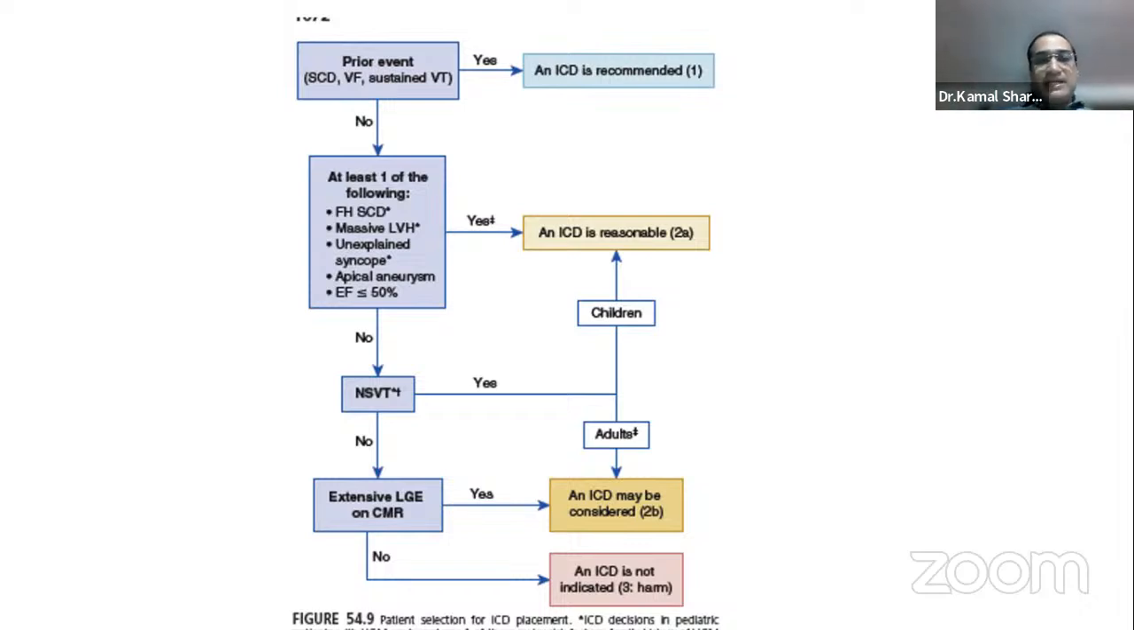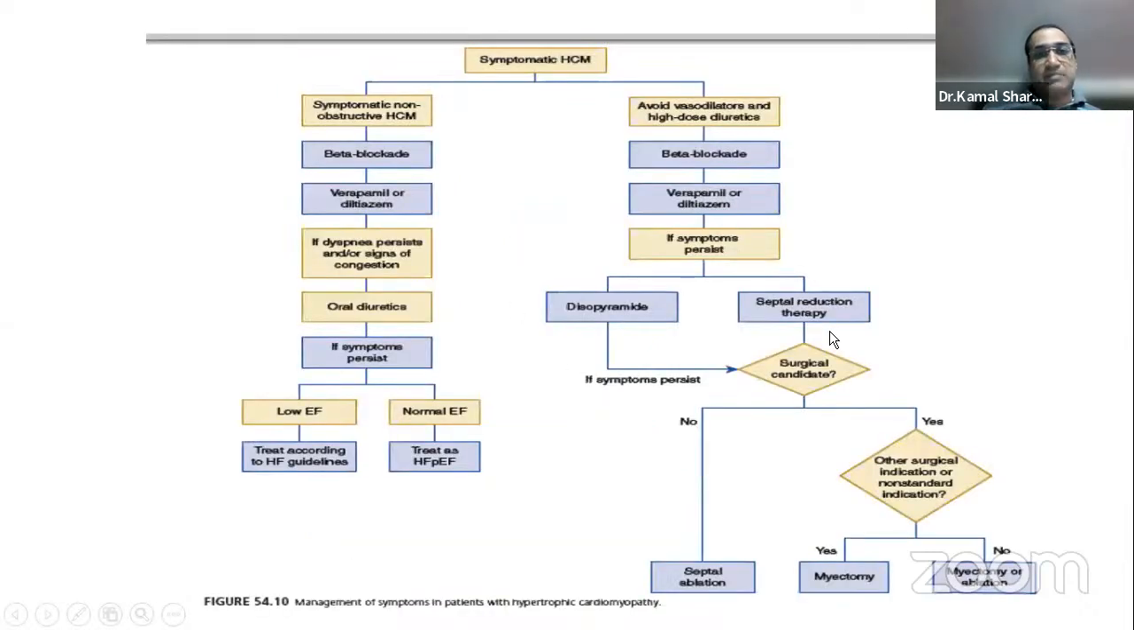Also, if there is a documented NSVT, in children you must do it, and in adults it can be considered. In children, it's class 2A. In adults, it's class 2B. NSVT does not make it class 2A for adults. Looking with cardiac MR for late gadolinium enhancement is a class 2B indication. But if it's not there, then it should not be advised to put an ICD in these patients.